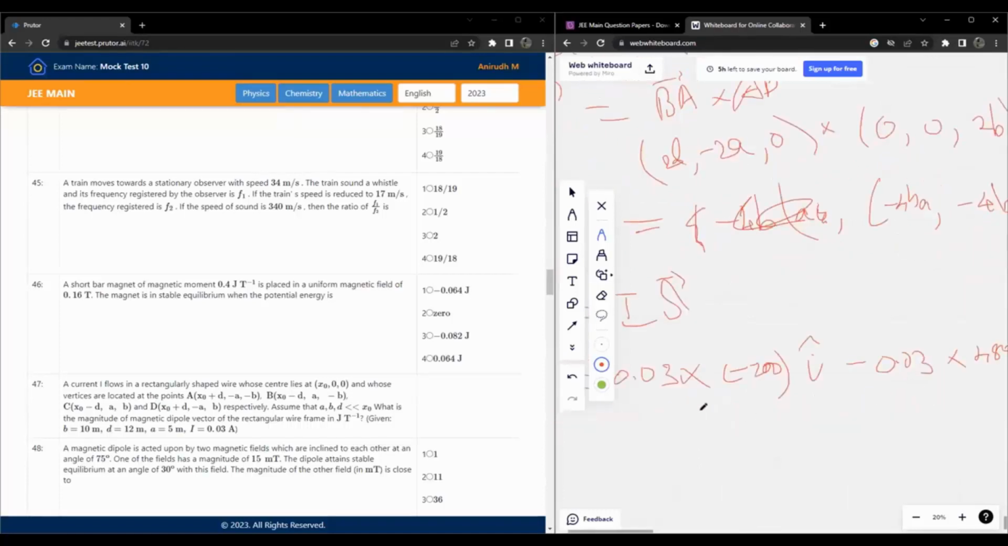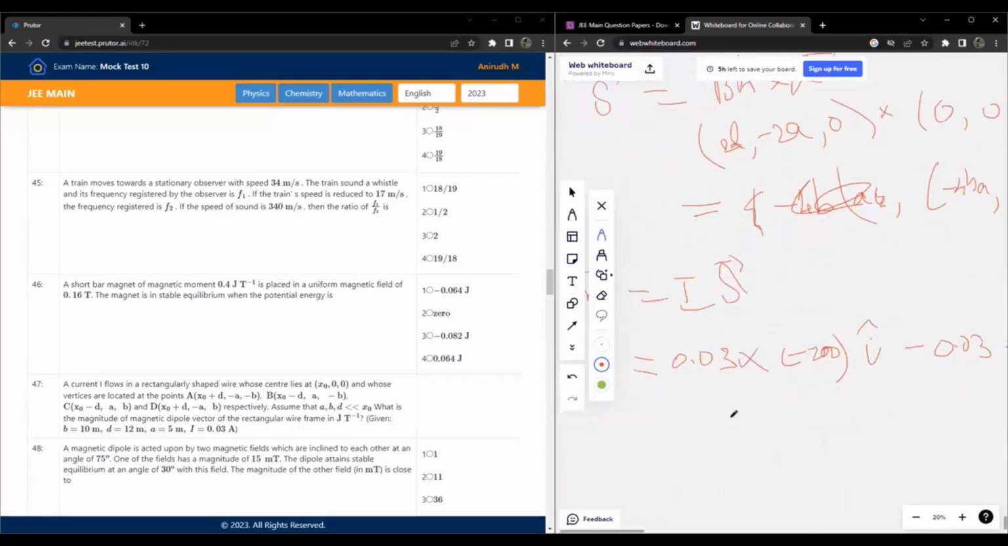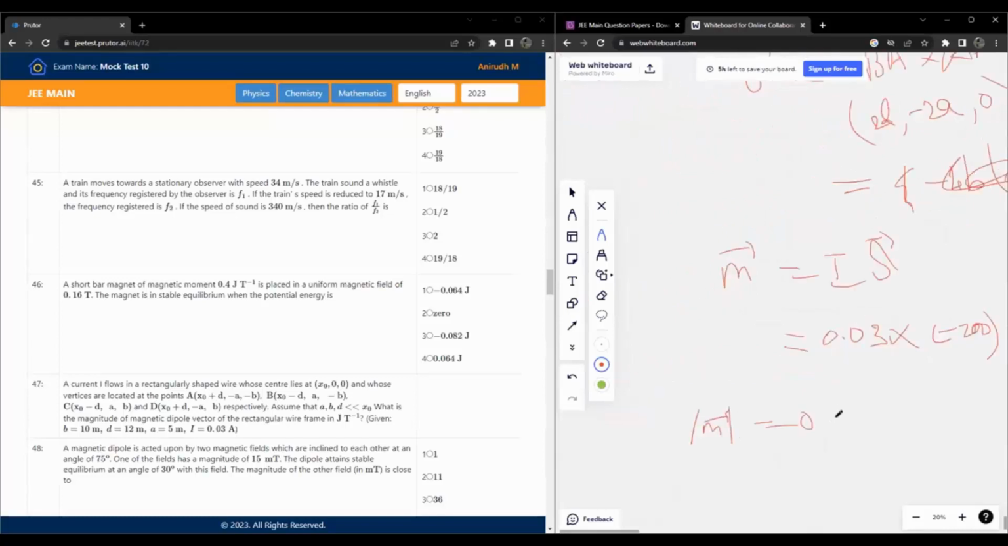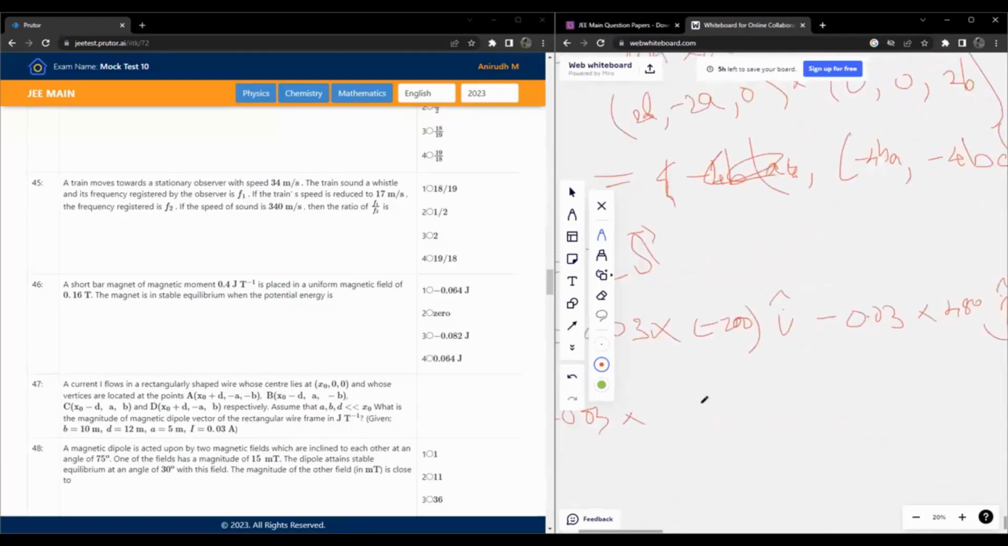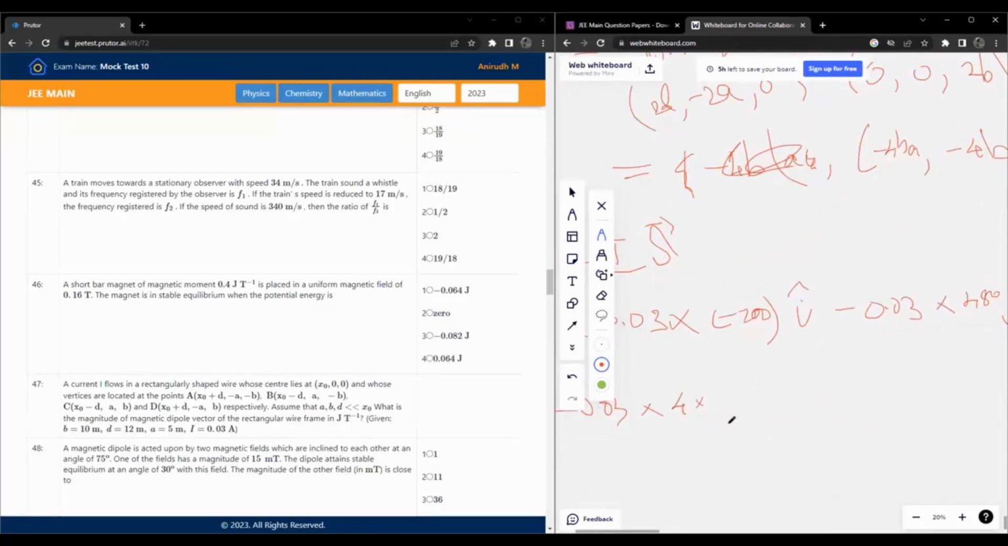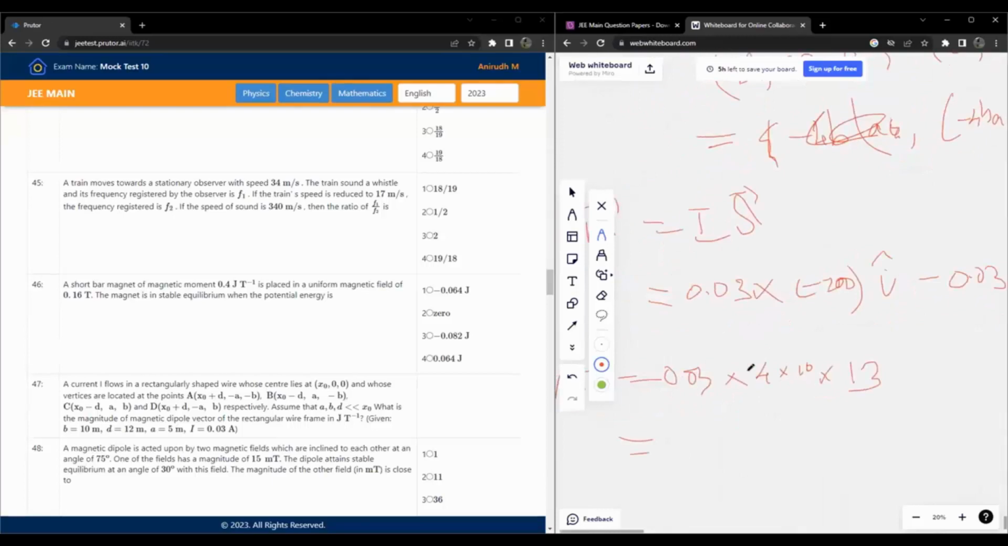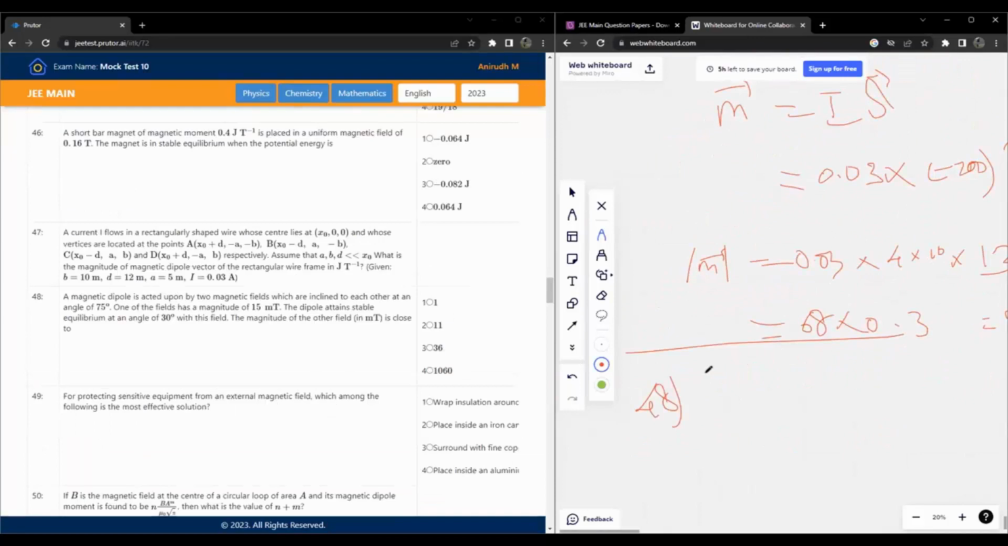480 j. And magnitude of M is going to be 0.03 times magnitude of S, that is 4 into 10 into square root of 5 squared plus 12 squared, that is 13, which is basically 13 times 40, that is 520, into 0.03, which is 20.0. That's your answer.